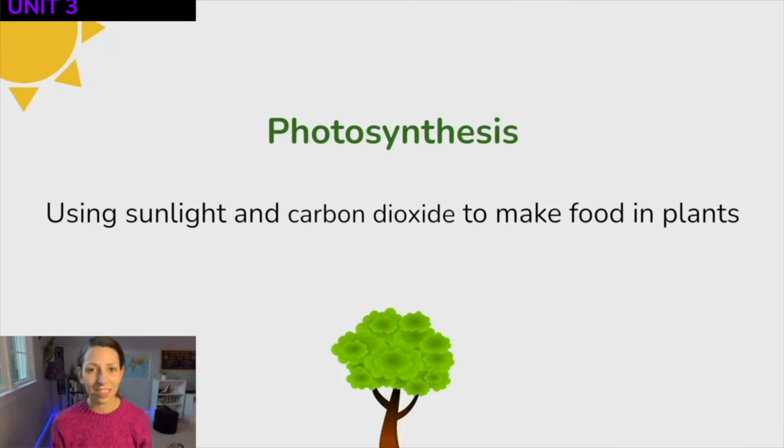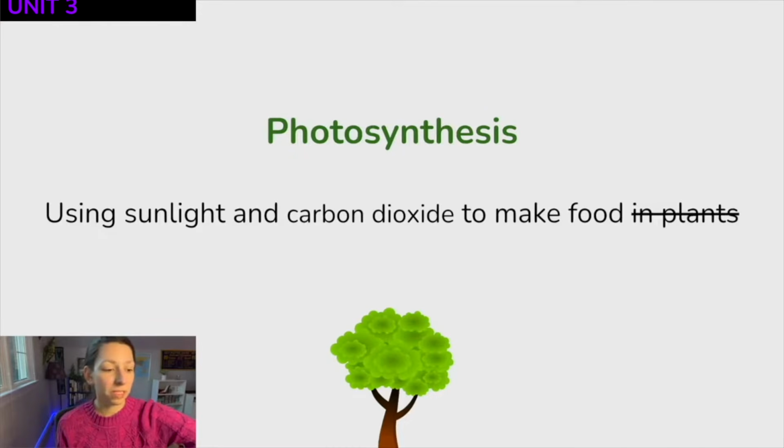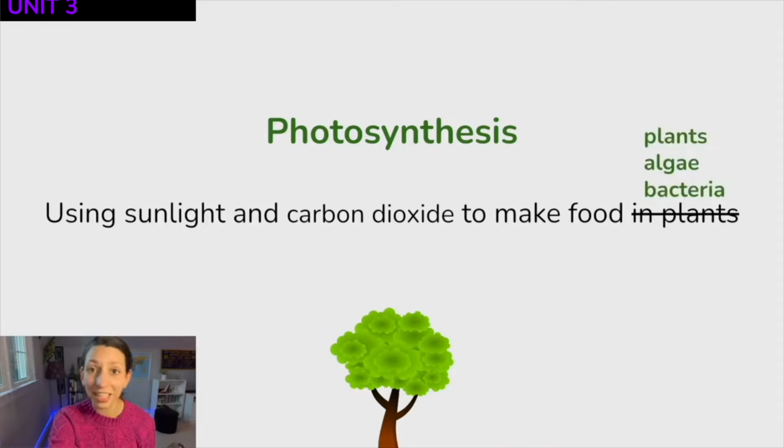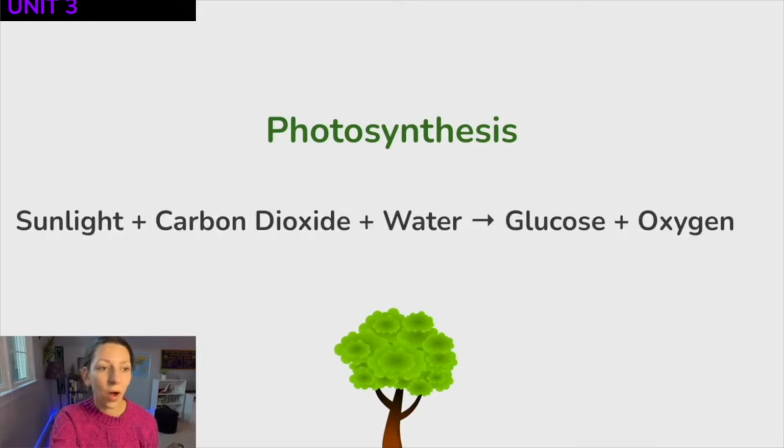Photosynthesis is the process of using sunlight and carbon dioxide to make food in plants. We're going to get a little bit more specific and revise this just a little bit because we know not only plants do photosynthesis, but also algae and some bacteria. And it's not just food that they're making. So we're going to start talking about glucose, that organic compound. It's a carbohydrate, C6H12O6. So our basic equation for photosynthesis is sunlight plus carbon dioxide plus water make, or yield, that's what that arrow means, glucose and oxygen. So plants are taking in these things, sunlight, carbon dioxide, and water, and then they are making glucose and oxygen during the process of photosynthesis.